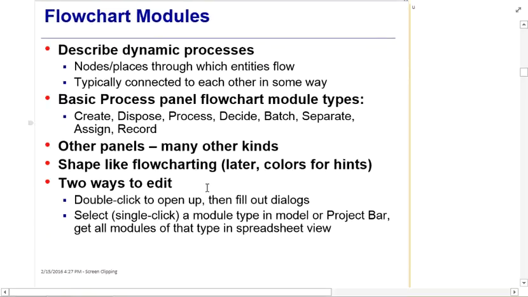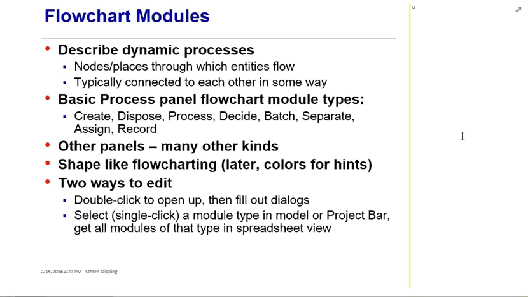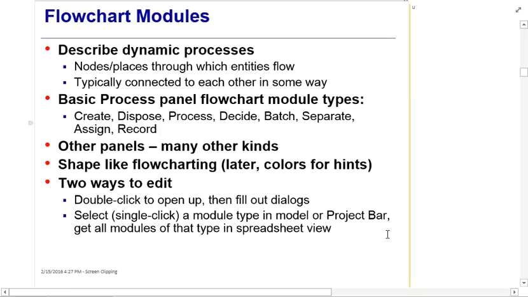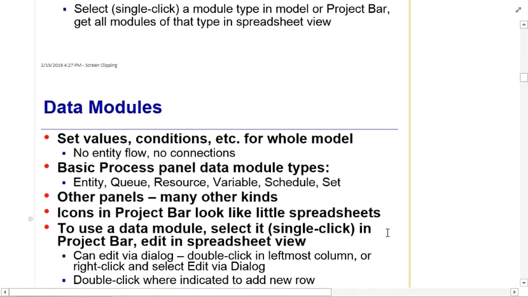And as I talked about earlier, if I want to edit things, I can just double click it and up pops a dialog window where I can pretty much edit anything about that process or about that module, whether it's a process module or a dispose module or a decide module, whatever it is. I can edit any of the characteristics that are part of that. And that's many times the easiest way to do it. The other way is to go down into the spreadsheet view and edit it in that sense.